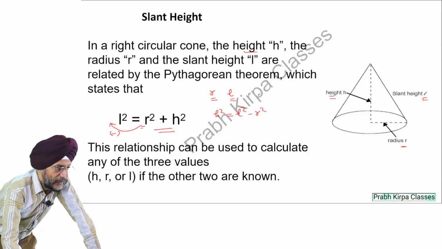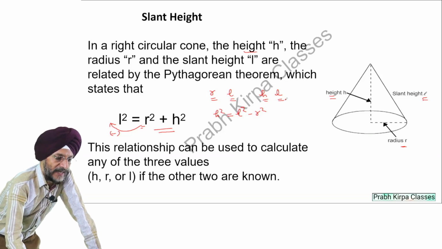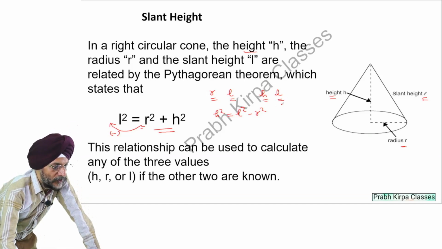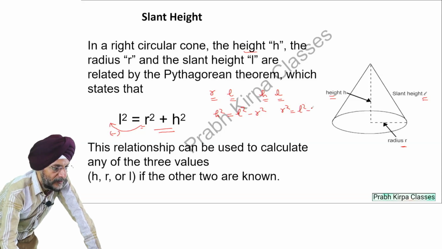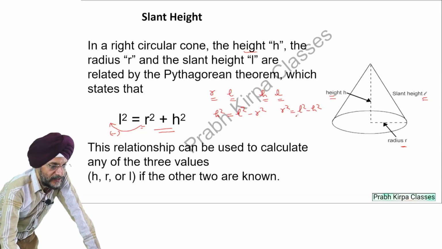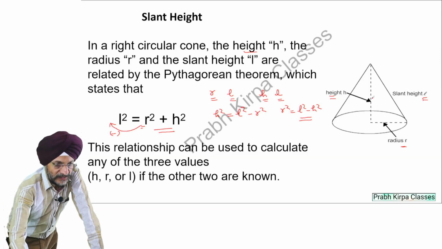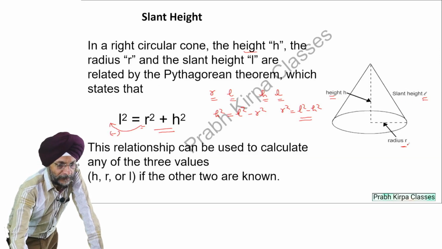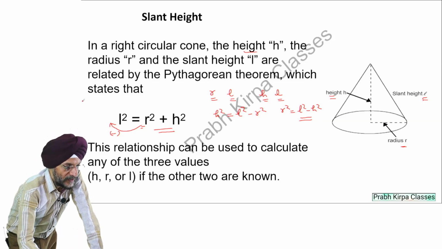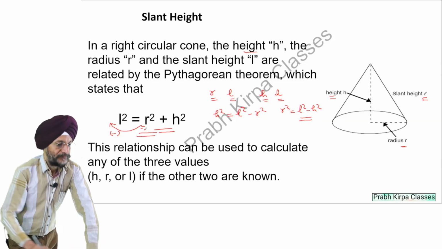If we have been given the value of H as well as L, that is the height and slant height in any question, then we can calculate the value of R. How we can calculate? R square is equal to L square minus H square, that is radius square is equal to slant height square minus height square. So you can see that height H, slant height L and radius R are related to each other, and the formula is this one.